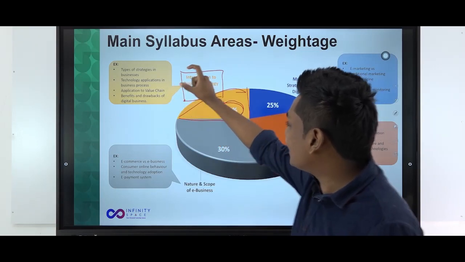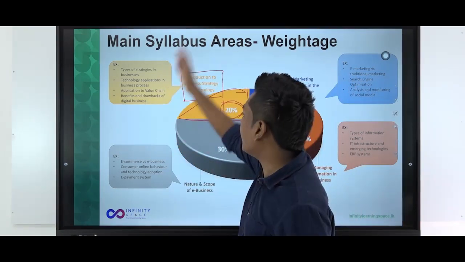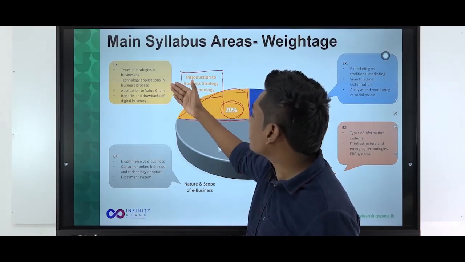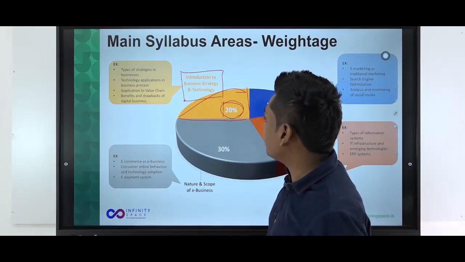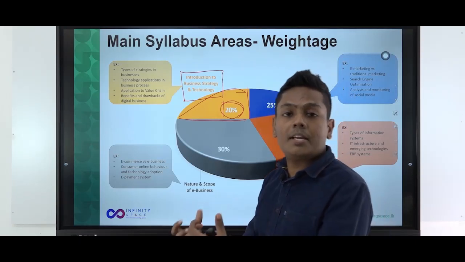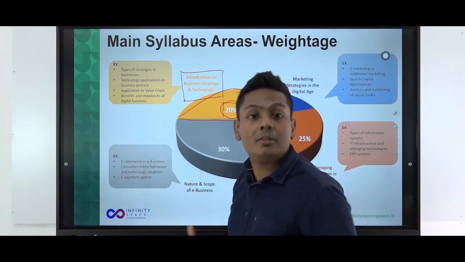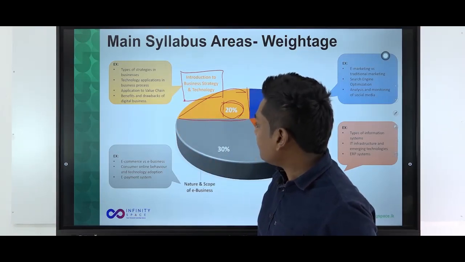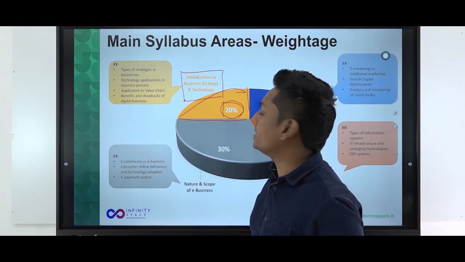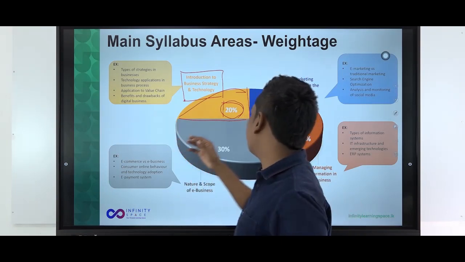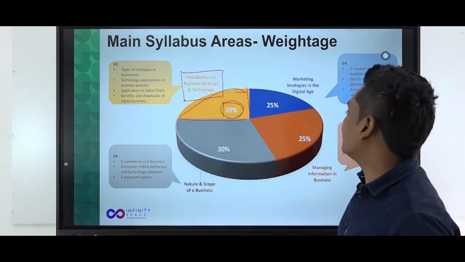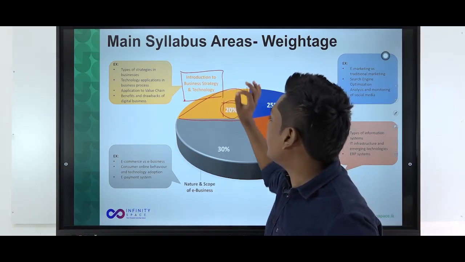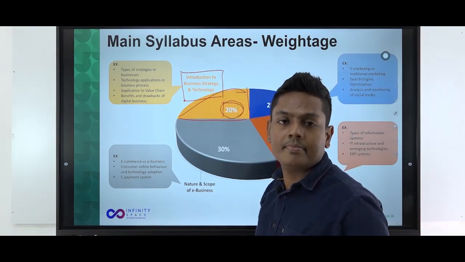I have given listed few examples. This is not everything, but few examples. Types of strategies in business, technology applications in business process, how you are going to apply your technology in your day-to-day running of the business, and application to value chain, and benefits and drawbacks of digital business. So these are few examples that will be covered under this section. Introduction to business strategy and technology. Okay.